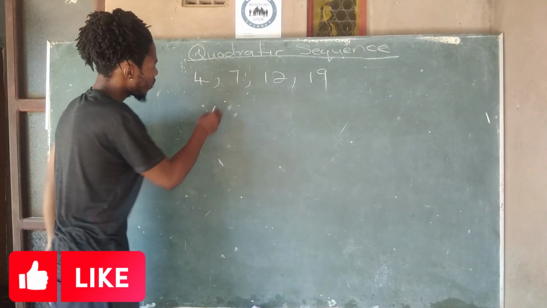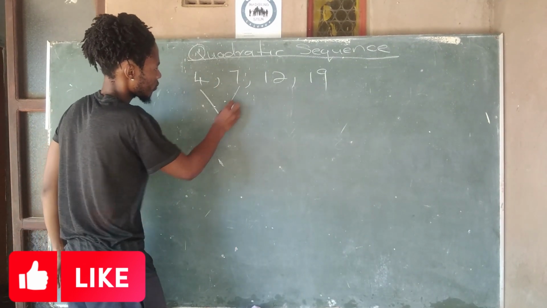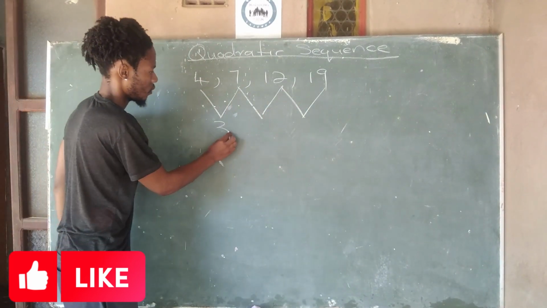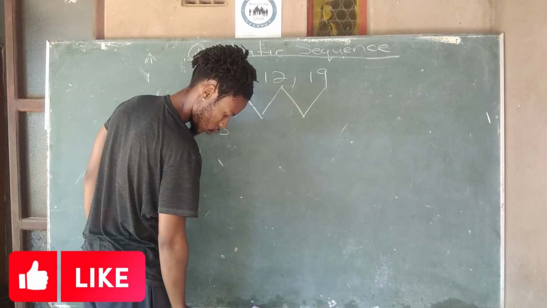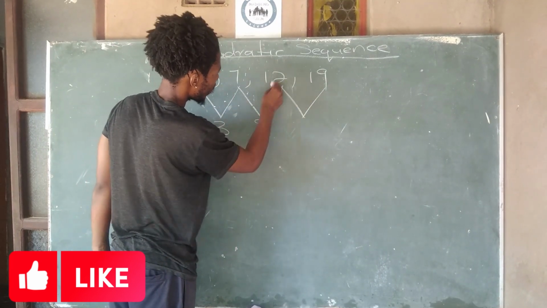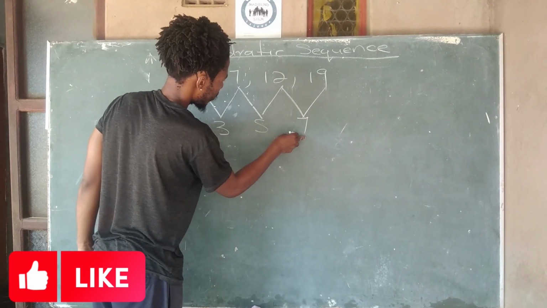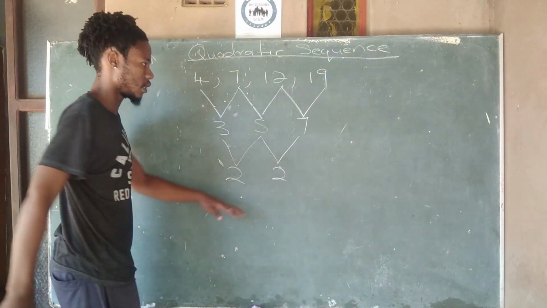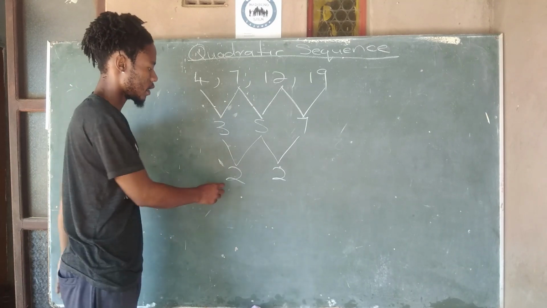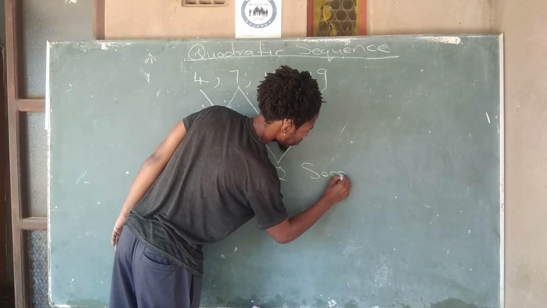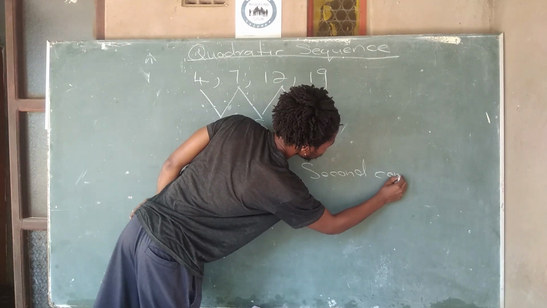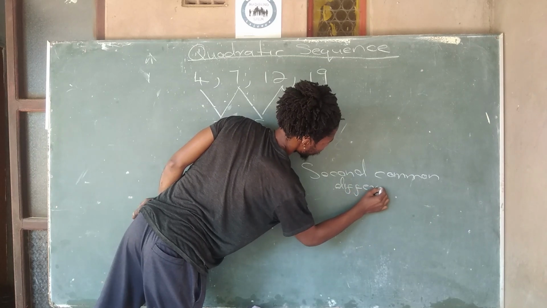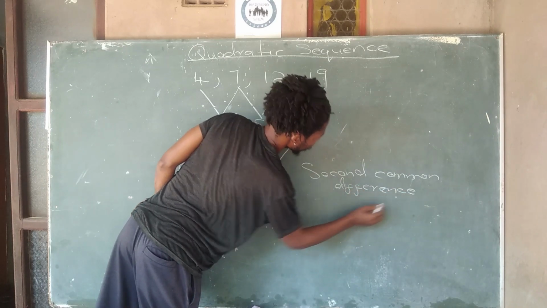So what is 7 minus 4? It's 3. What is 12 minus 7? It's 5. 19 minus 12 is 7. What is 7 minus 5? It's 2. Then here is 2. This is a quadratic. You see, quadratic sequence has a second, we call it a second common difference.